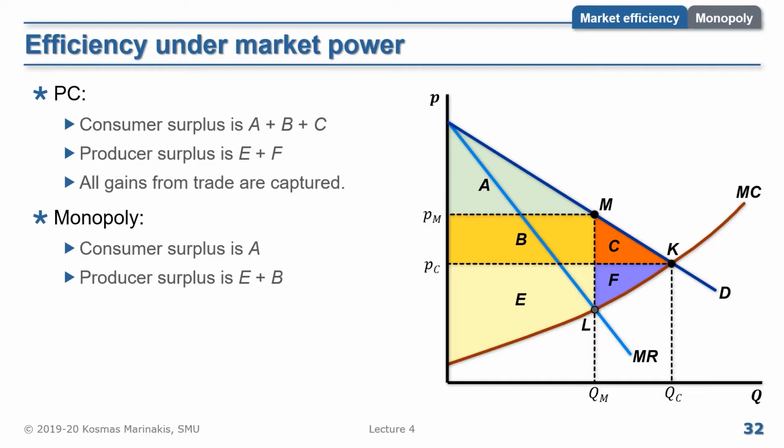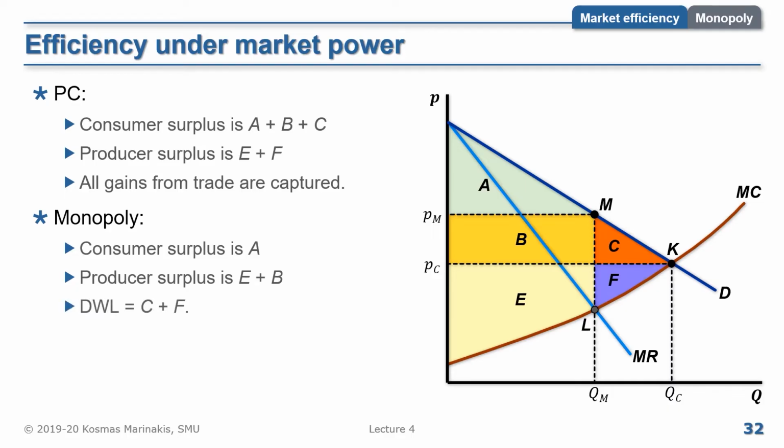You keep E as a producer, but now, because PM is the new price, this means that between MC and PM is the part B as well, and therefore your producer surplus is E plus B, which is much better than you did before, because look at that. If you are a monopolist, you just traded F for B, and this looks like a very good trade.